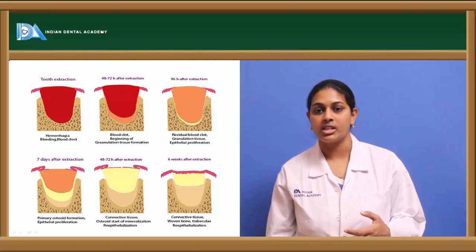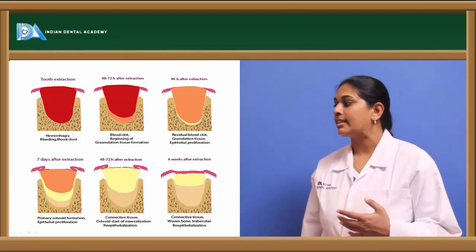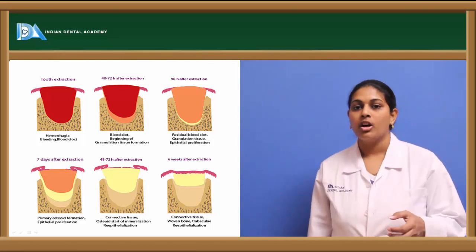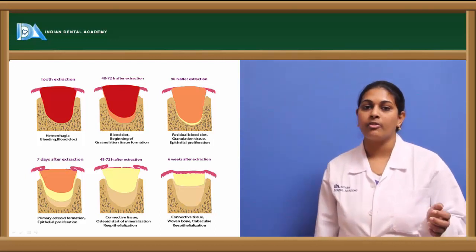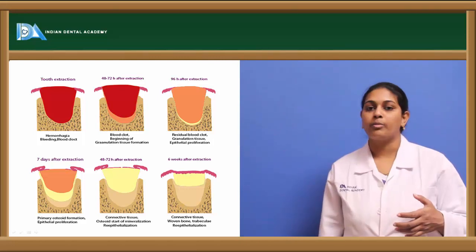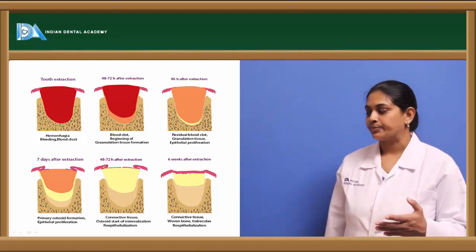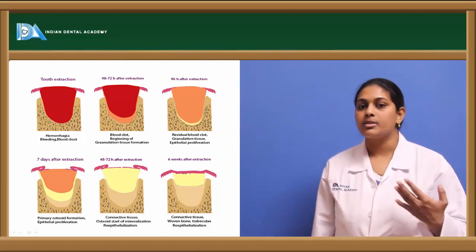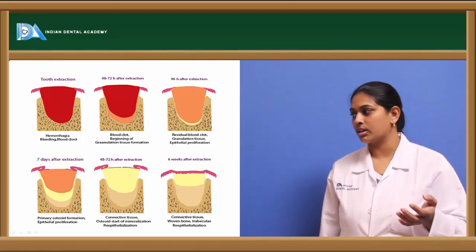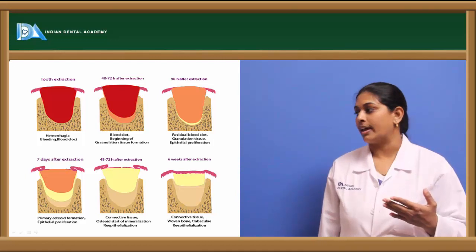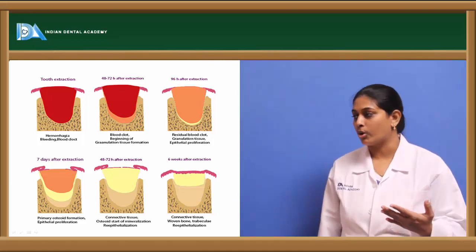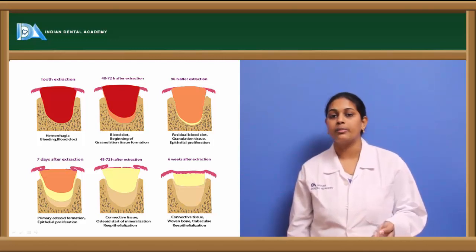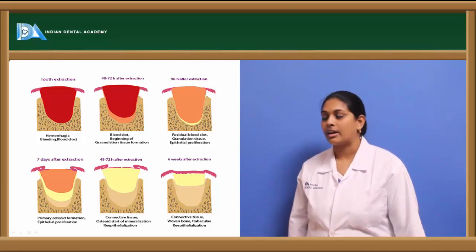Coming to 48 to 72 hours after extraction, we see that the blood clot starts decreasing in size because of the formation of granulation tissue with the help of fibrin, platelets and fibroblasts as well as collagen tissue. Because of this, the clot starts decreasing in size, and there's more deposition of granulation tissue. This continues after the fourth day of the extraction, when the blood clot is completely reduced in size and replaced completely by the granulation tissue.